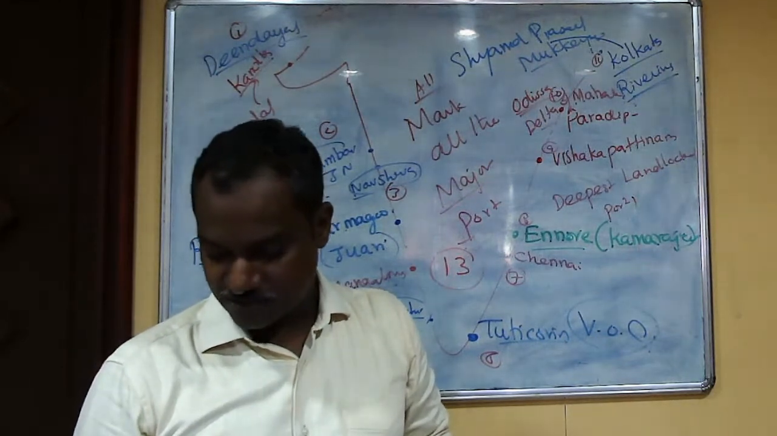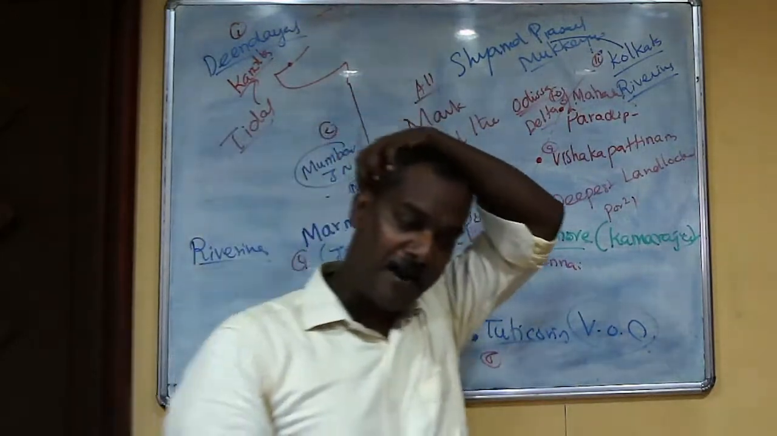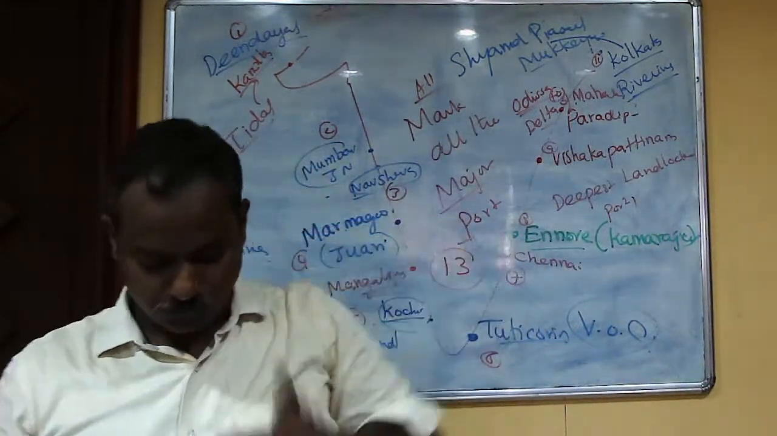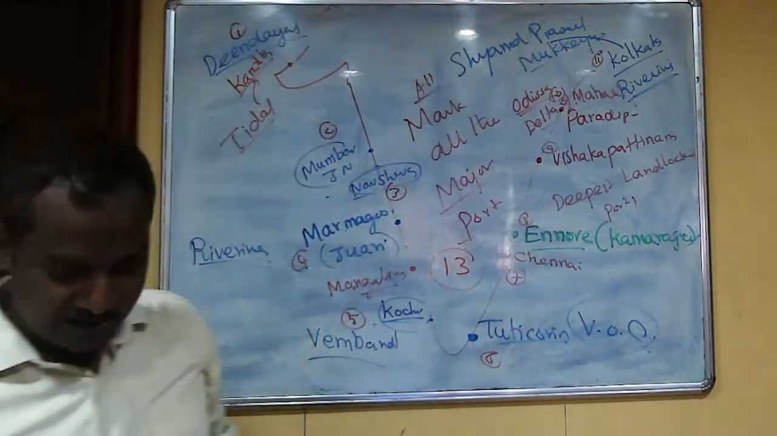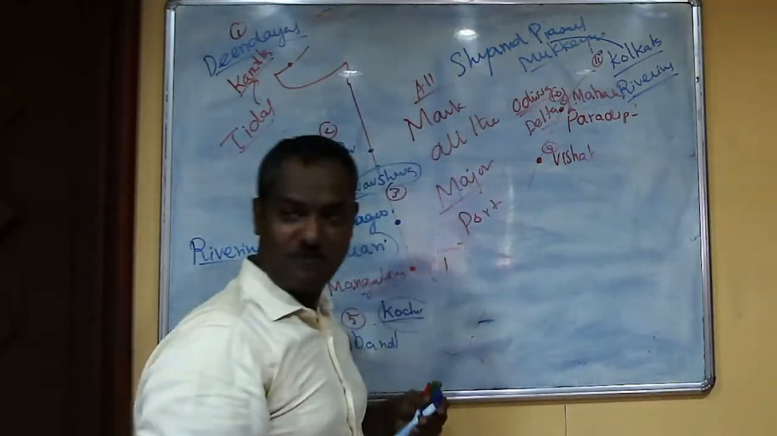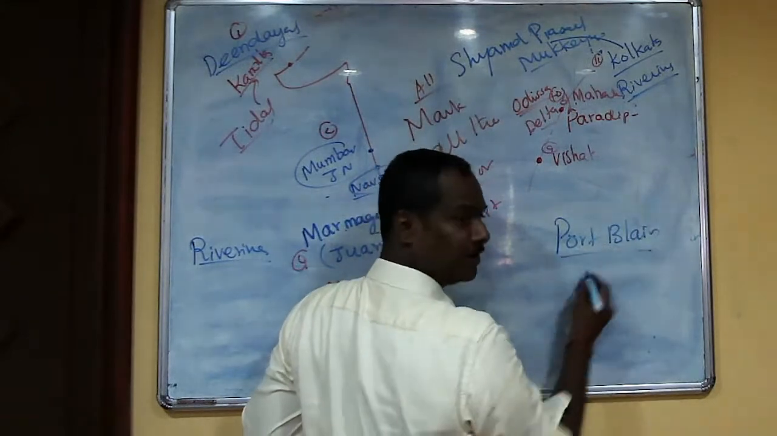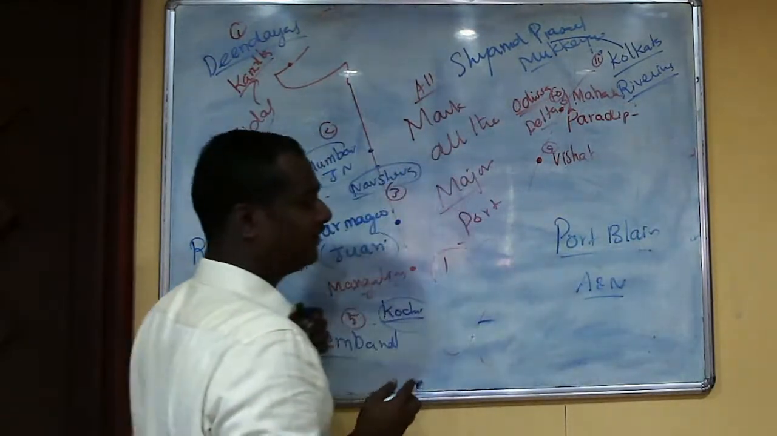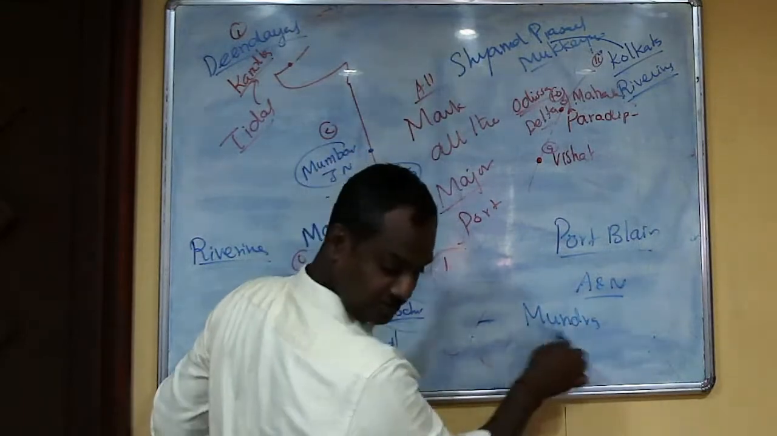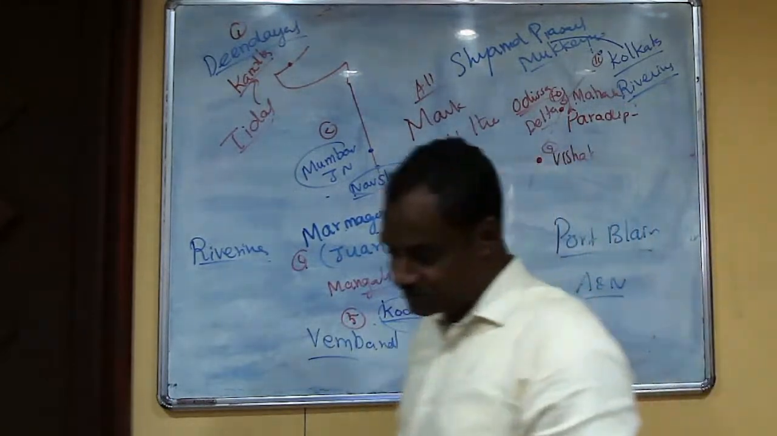Mundra port is known as the largest private port in India. Then Port Blair. Where is Port Blair port? Port Blair, Andaman and Nicobar. Then you write Mundra, M-U-N-D-R-A. Mundra port, largest private port in India.